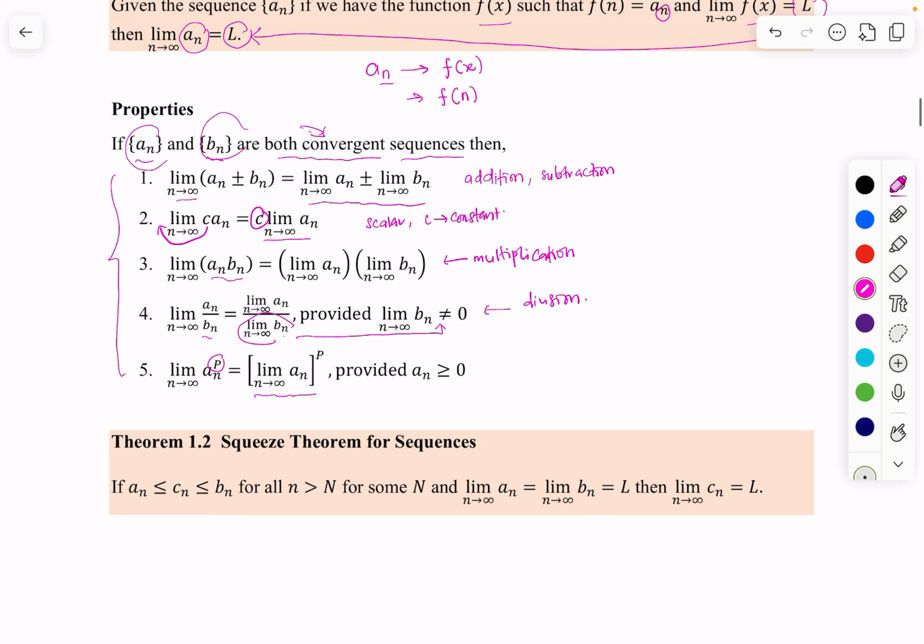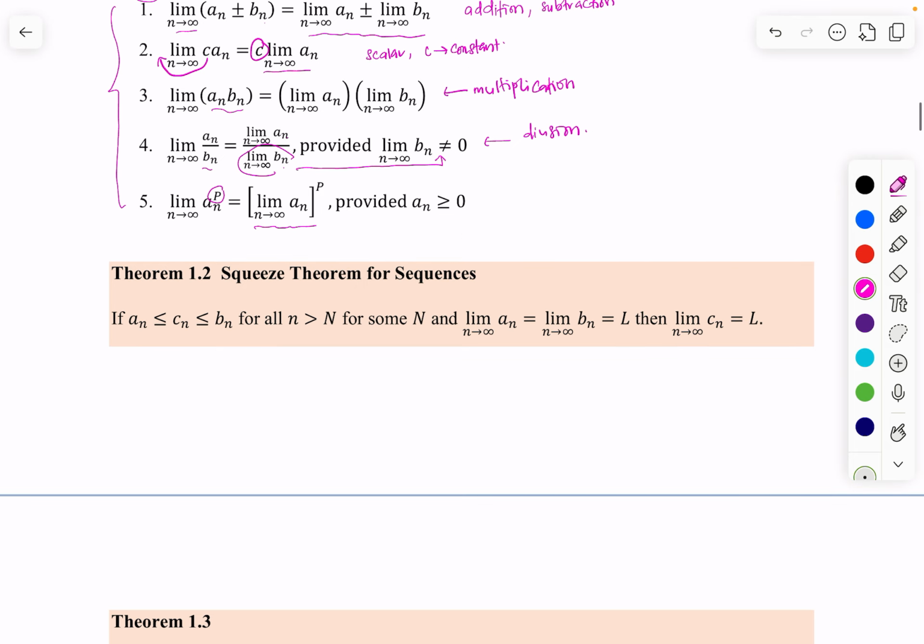Okay, next theorem. This is the squeeze theorem for sequences. Squeeze theorem for sequences, if you can still remember from calculus 1. In calculus 1, you have the sandwich theorem. Sandwich theorem is for functions. For sequences, we call it the squeeze theorem. We actually apply the same idea from the sandwich theorem.